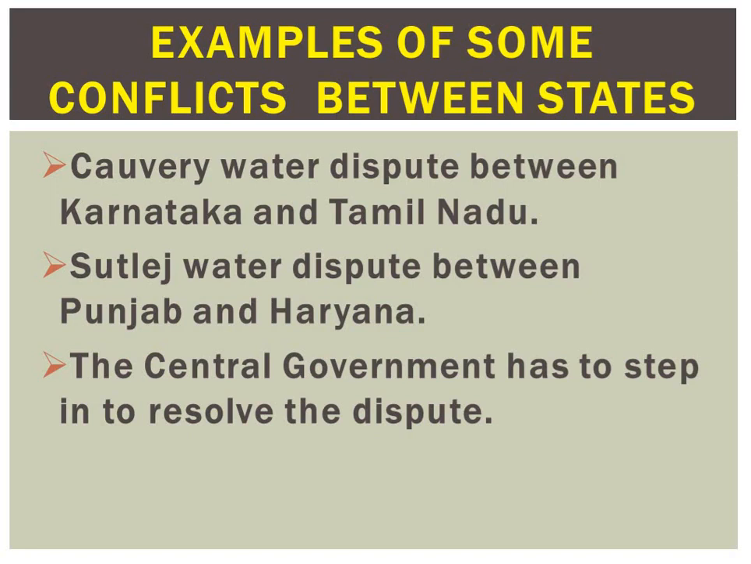Satluj water dispute between Punjab and Haryana, very common. The central government has to step in to resolve the dispute. As these are examples between two states, it is the central government that has to step in to resolve that dispute.